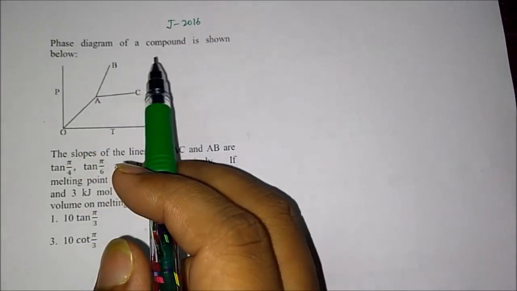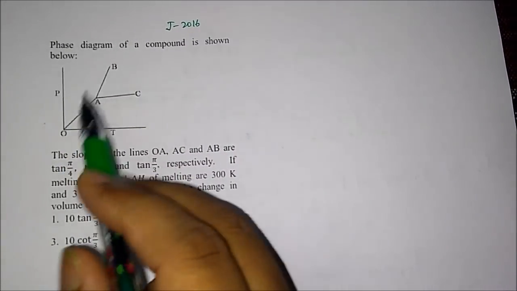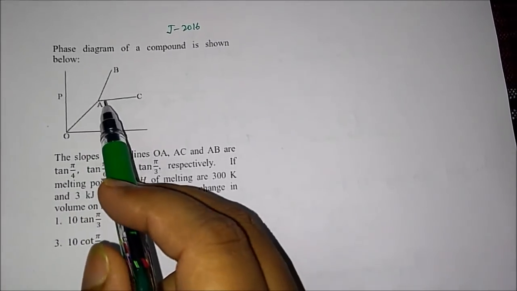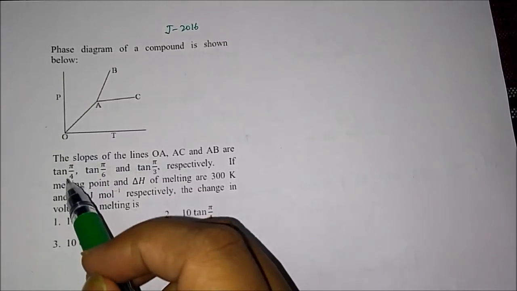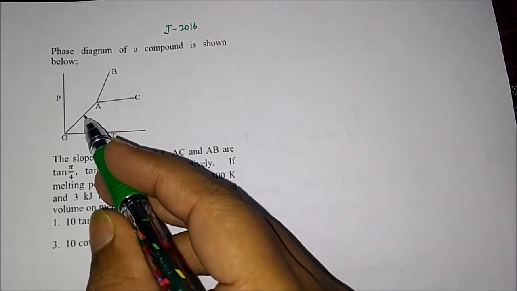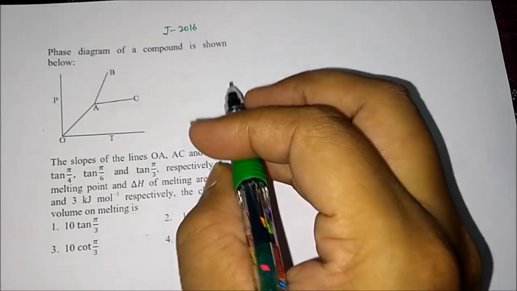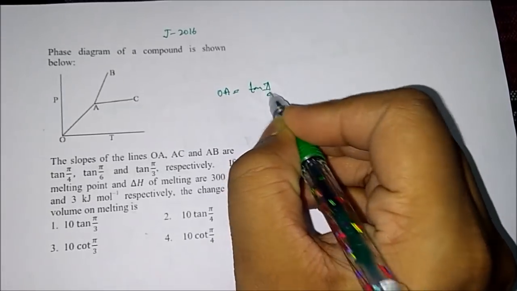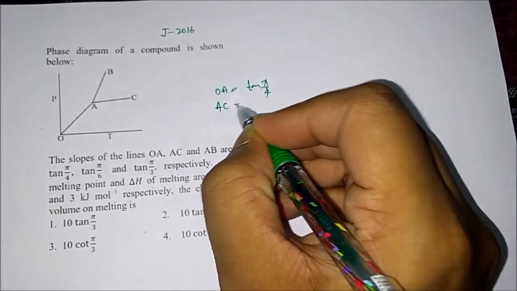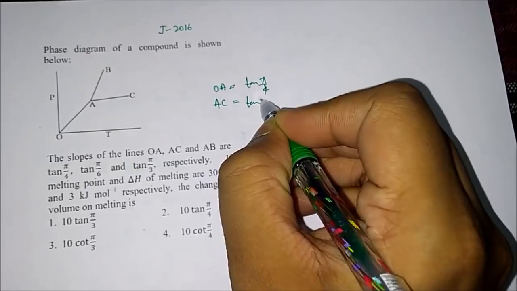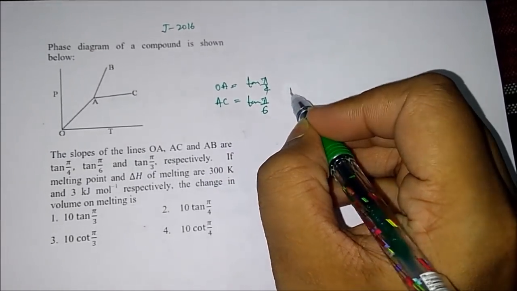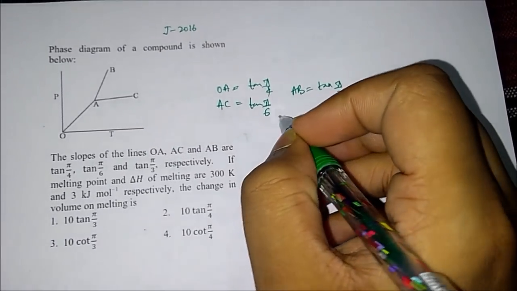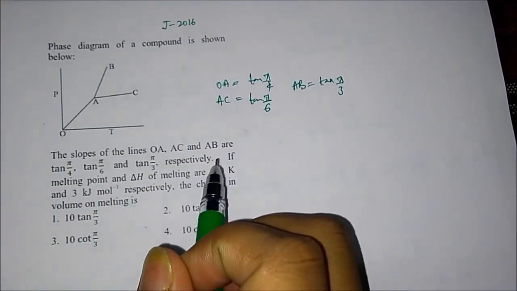So the question says that the phase diagram of the compound is shown below. This is the phase diagram of the compound, and the slopes of the lines OA, AC and AB are given. The slope of OA is tan pi by 4, AC is tan pi by 6, and AB is tan pi by 3. So these were the three slopes given.